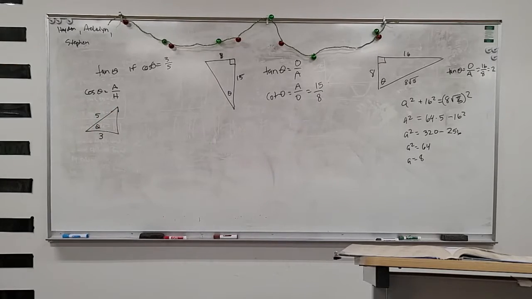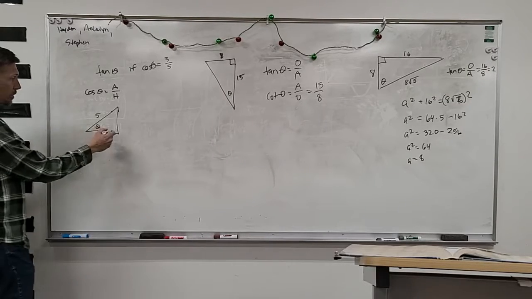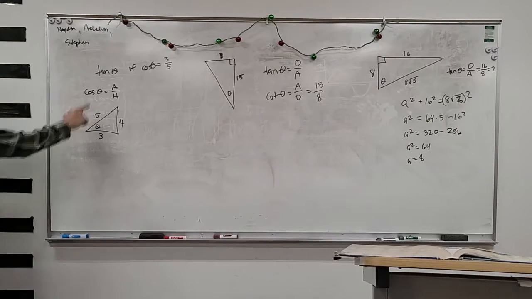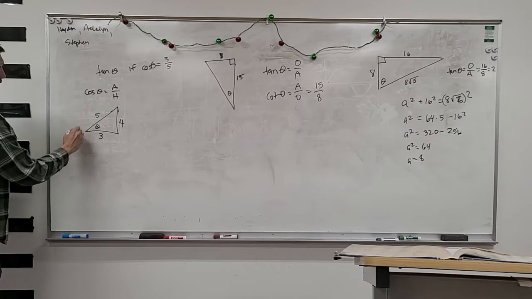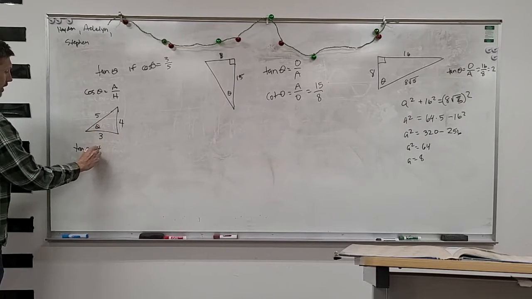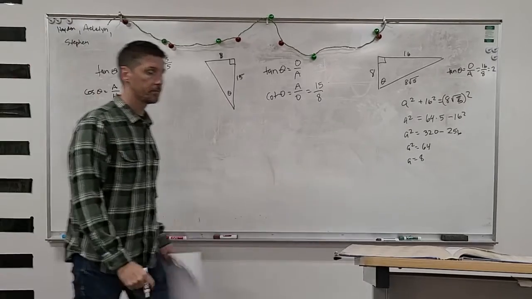This is a very common triangle, the 3, 4, 5 triangle. We could use the Pythagorean theorem if we didn't know that, and we'd realize that the other side is 4. But now that I've recognized that, tangent of theta is just going to be the opposite, 4, over the adjacent, 3. So 4 over 3.